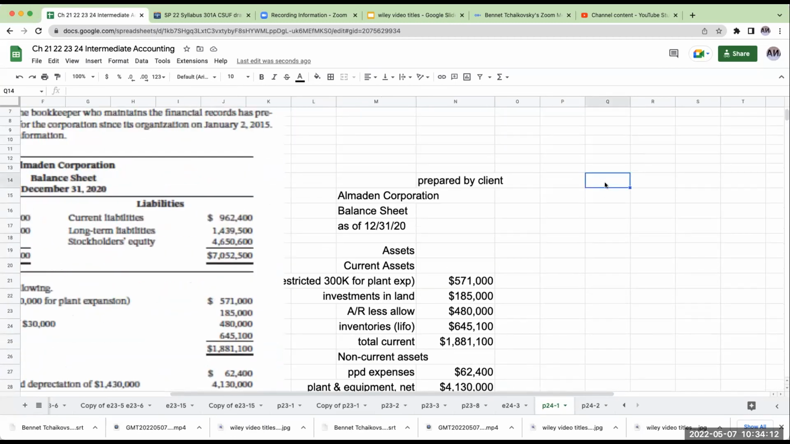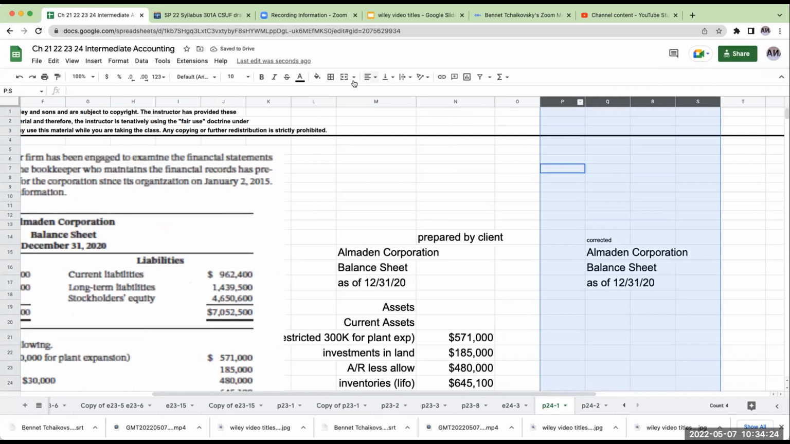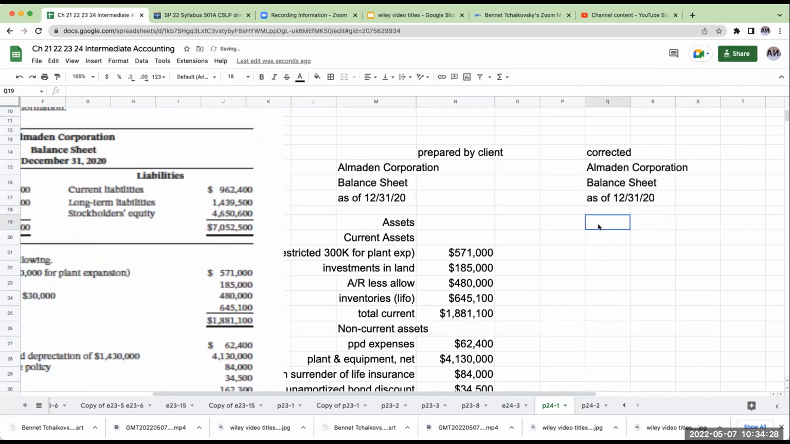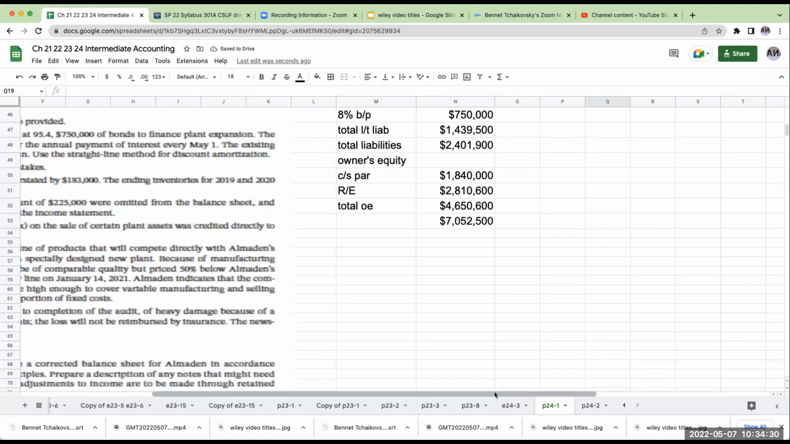So corrected. Okay. So let's go through over here and we'll do a corrected. Now, if we're a consultant, right, and we're assisting as long as it's being disclosed, then it's a little bit of a different thing. So, but let's go through one by one.